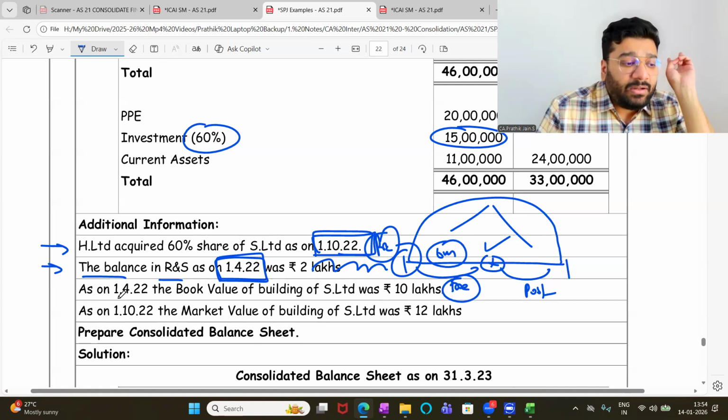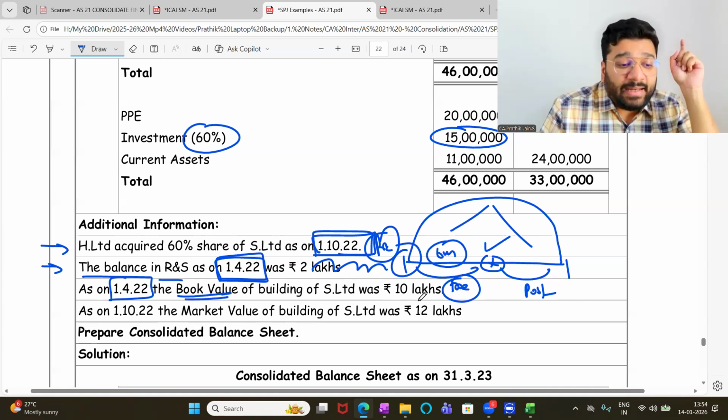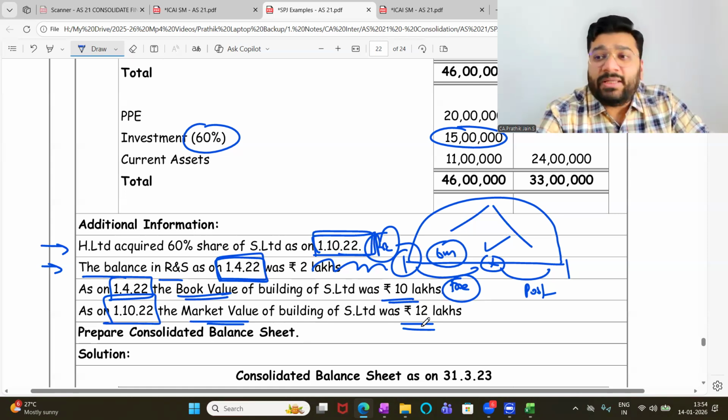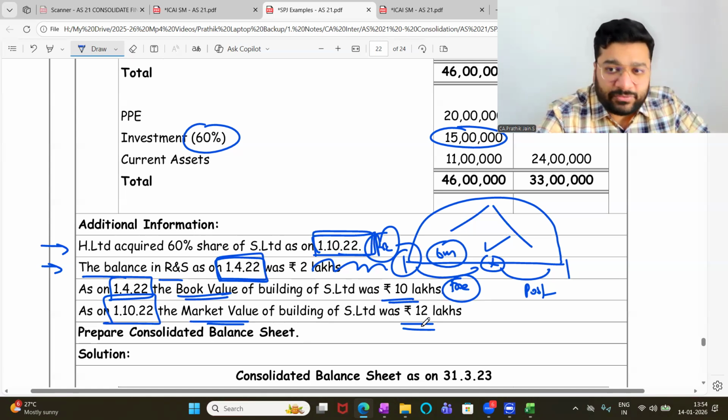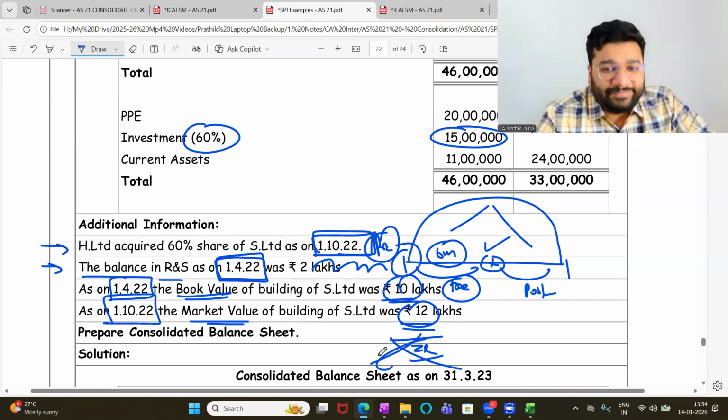Next, they're telling that on 1/4/22, not the date of acquisition, it is on the opening date, the book value is given as 10 lakh rupees. On the date of acquisition, market value is given as 12 lakh rupees. Can you please tell me what is the appreciation or depreciation? That is upward and downward revaluation. Upward how much? Difference 2 lakh rupees. Wrong. Yeah, well, 6 months. You got scammed.